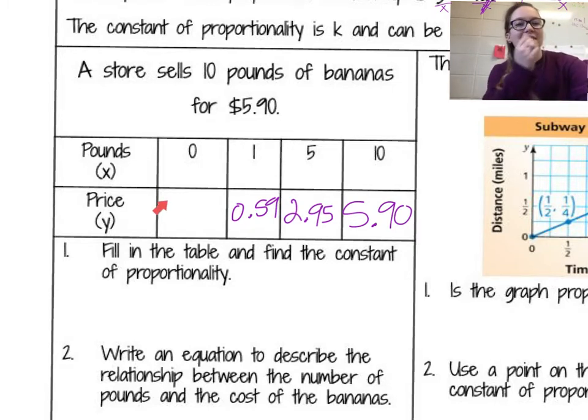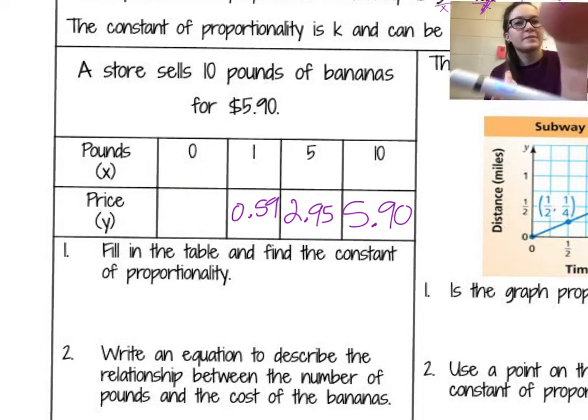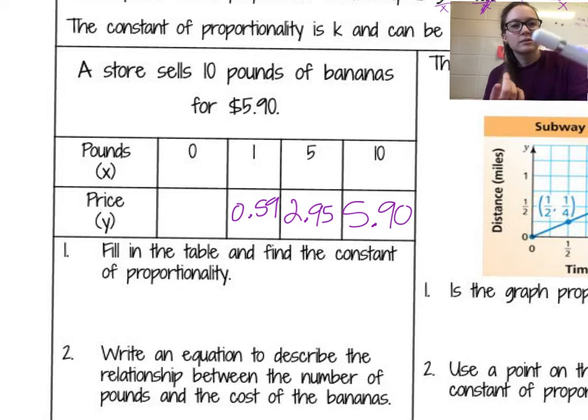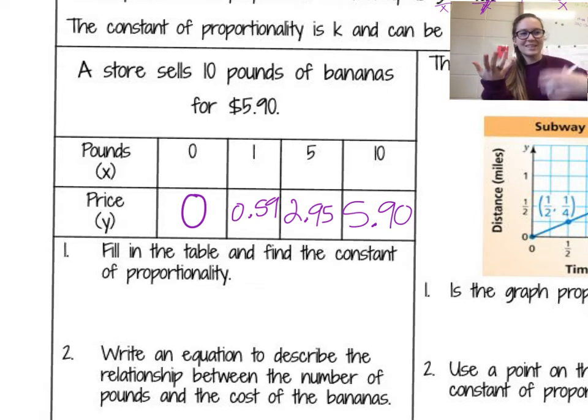Then for this 0 spot, if you don't buy anything, right, you're buying 0 pounds, you're not buying it, you don't spend any money, so the price or the cost for that is just 0. If I don't buy anything, it doesn't cost anything, okay?